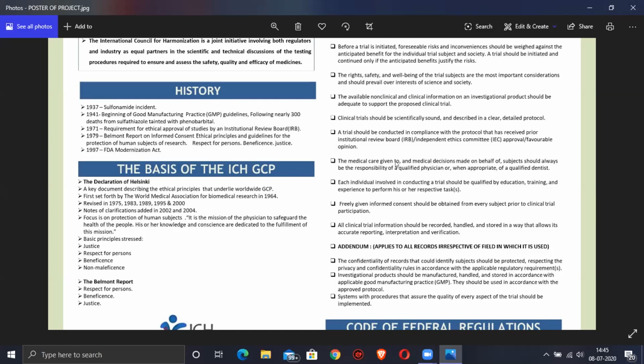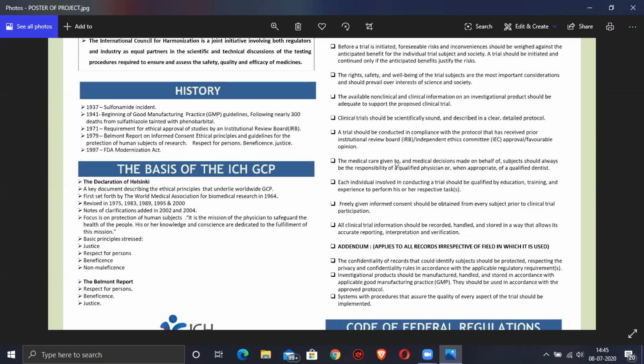Next, we have the clinical trial should be scientifically sound and described in a clear, detailed protocol. We all know that a protocol is one of the most fundamental documents that is required for clinical research. It describes in detail how the research has to be conducted and the various areas of how it should be managed. So it should be clear and scientifically sound.